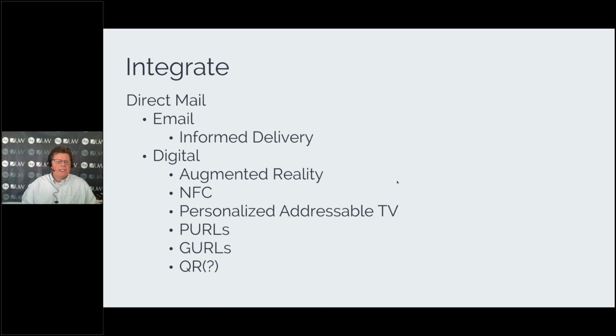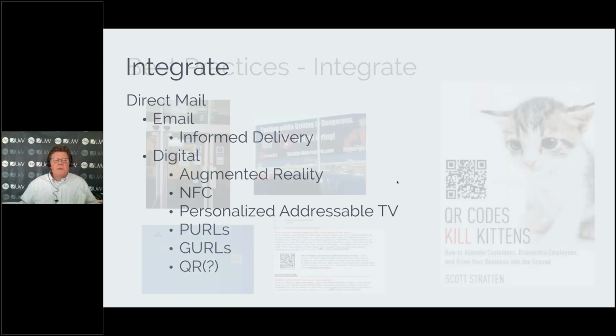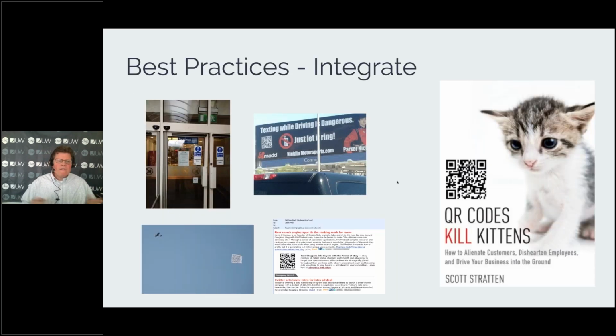I'm going to talk about that in a minute. Digital, using augmented reality, near field communication, personalized addressable television. All of these emerging and advanced technologies are covered in one of our webinars. There's a recording on it on the site. Personalized URLs, general URLs. I put QR codes question mark because QR codes were completely misused when they first came out. And here are my favorite examples.